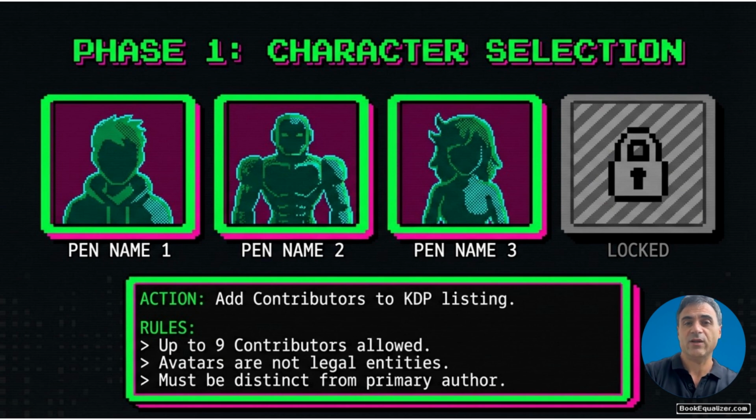You can add up to 9 contributors per listing. These avatars are not legal entities, they're just names, but they must be distinct from your primary author name. Amazon's system recognizes them as separate identities. Think of this like creating character profiles in a game. Each one will have their own advertising abilities, their own budget, their own targeting strategy, but they all serve the same mission, driving traffic to your book.